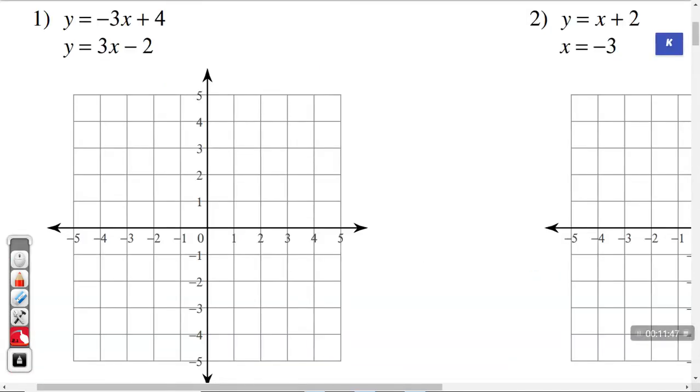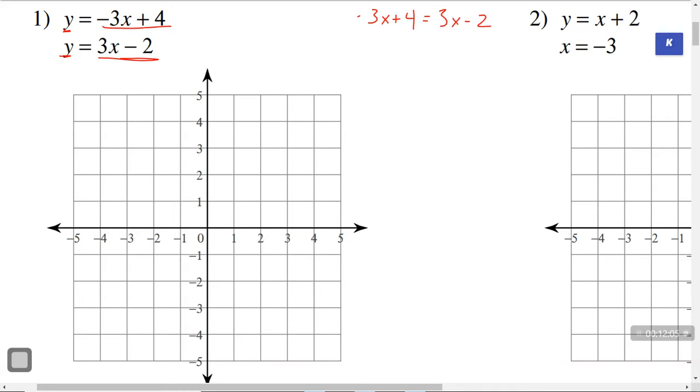All right, let's take a look at this example here, number 1. First off, I notice both are in slope-intercept form. Both equations are set equal to y. Therefore, if negative 3x plus 4 is equal to y, and 3x minus 2 is equal to y, then negative 3x plus 4 must equal 3x minus 2. It doesn't matter if you switch those and put them on opposite sides, that's fine, as long as one is on one side, one is on the other. Now we have one equation that we can solve for x.